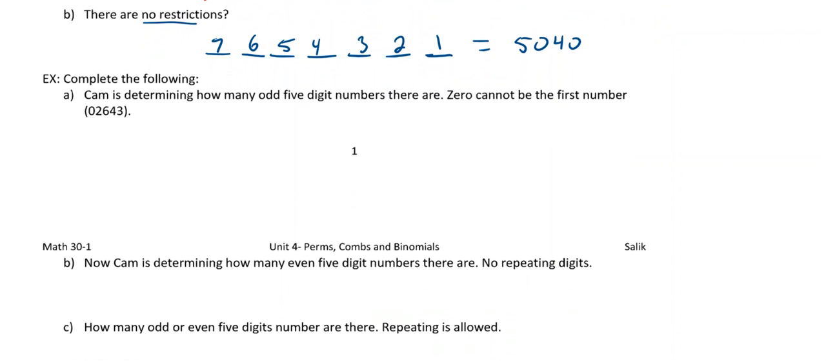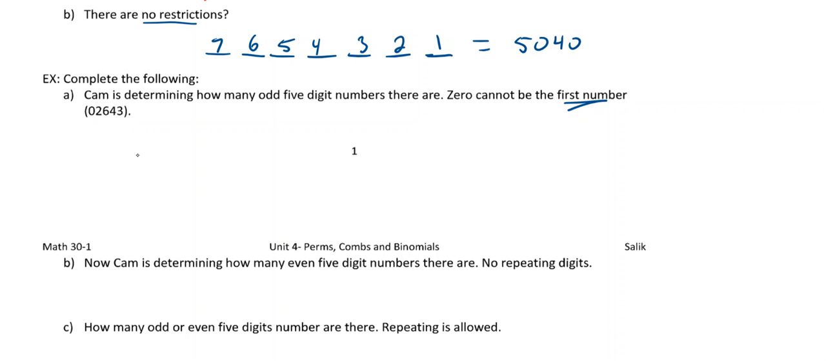Alrighty. Now, complete the following. Cam is determining how many odd five-digit numbers there are. This one can be a little bit deceiving, because it might not tell you this last part. It's up to you to know that the first number is not allowed to start with zero, because you wouldn't call that a five-digit number. That'd be a four-digit number.